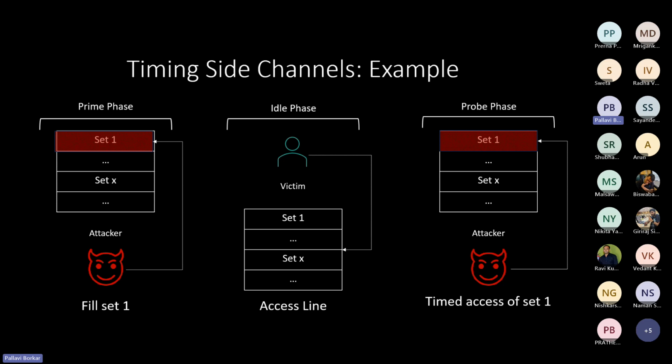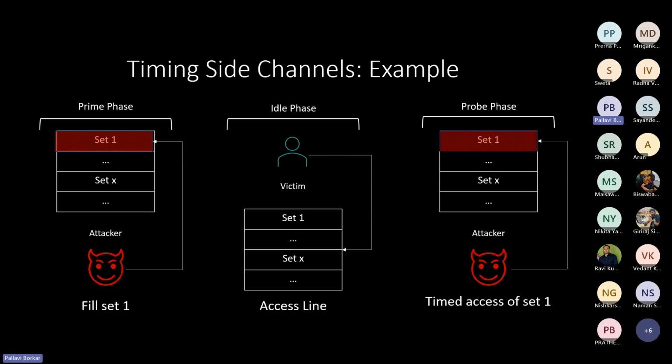For example, let us consider a processor with a shared LLC between multiple threads. One such thread is a victim thread, which accesses an address based on some secret information, and another thread is controlled by an attacker. Now, the attacker wants to extract the secret information, and hence the attacker performs what is known as a prime and probe timing attack. In the prime phase, the attacker selects a cache set, let's say set 1, and fills this set with cache lines from their own memory.